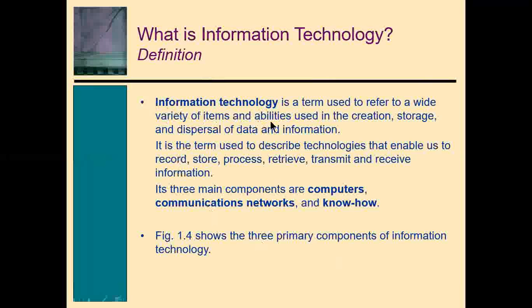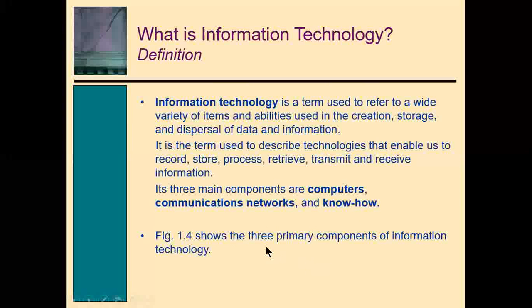What is information technology? It's a term used to refer to a wide variety of items and abilities used in the creation, storage, and dispersal of data and information. It is also a term used to describe technologies that enable us to record, store, process, retrieve, transmit, and receive information. The three main components are computers, communication networks, and the know-how. The figure below shows the primary components of information technology.